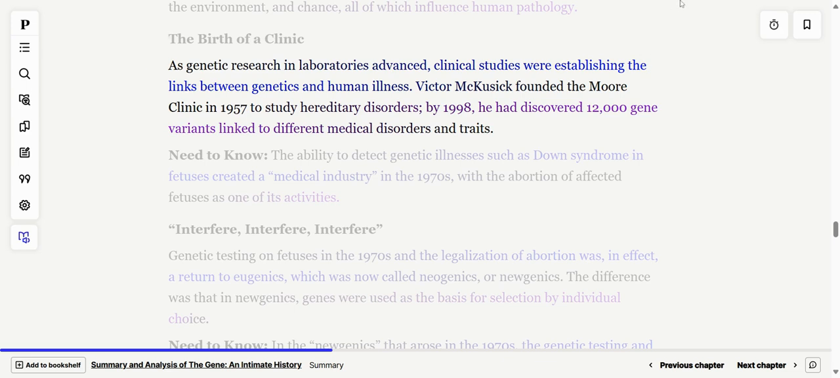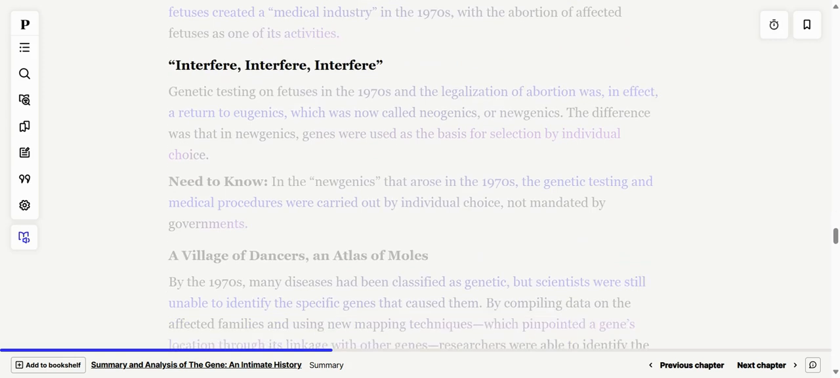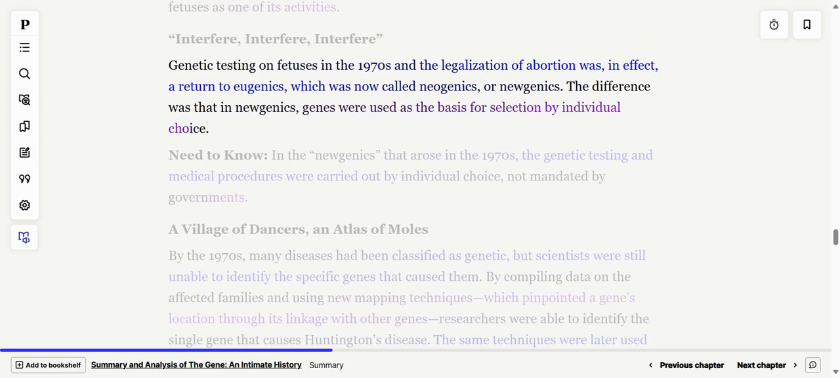Genetic testing on fetuses in the 1970s and the legalization of abortion was, in effect, a return to eugenics, which was now called neogenics, or newgenics. The difference was that in newgenics, genes were used as the basis for selection by individual choice. Need to know: in the newgenics that arose in the 1970s, the genetic testing and medical procedures were carried out by individual choice, not mandated by governments.